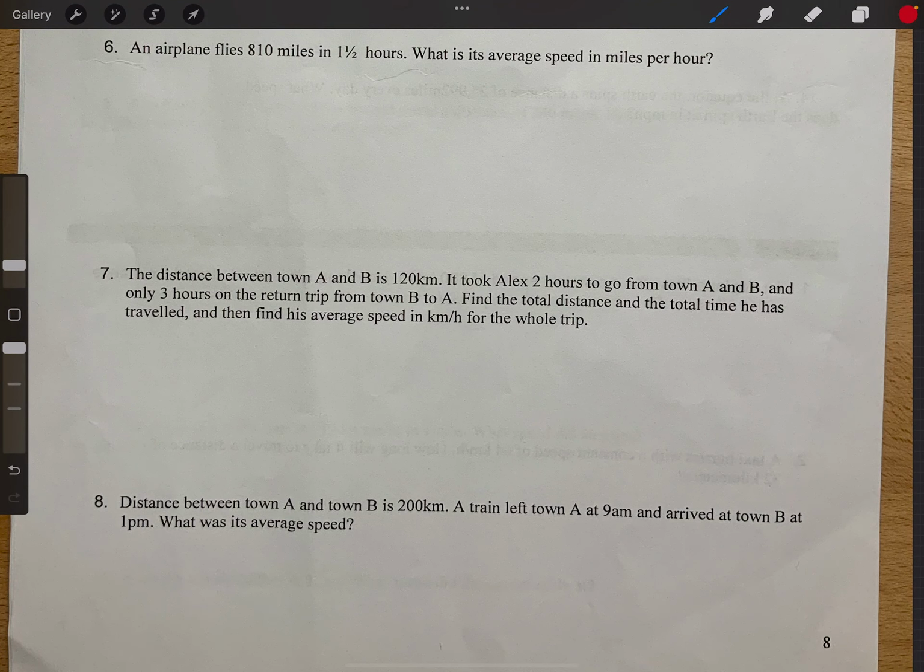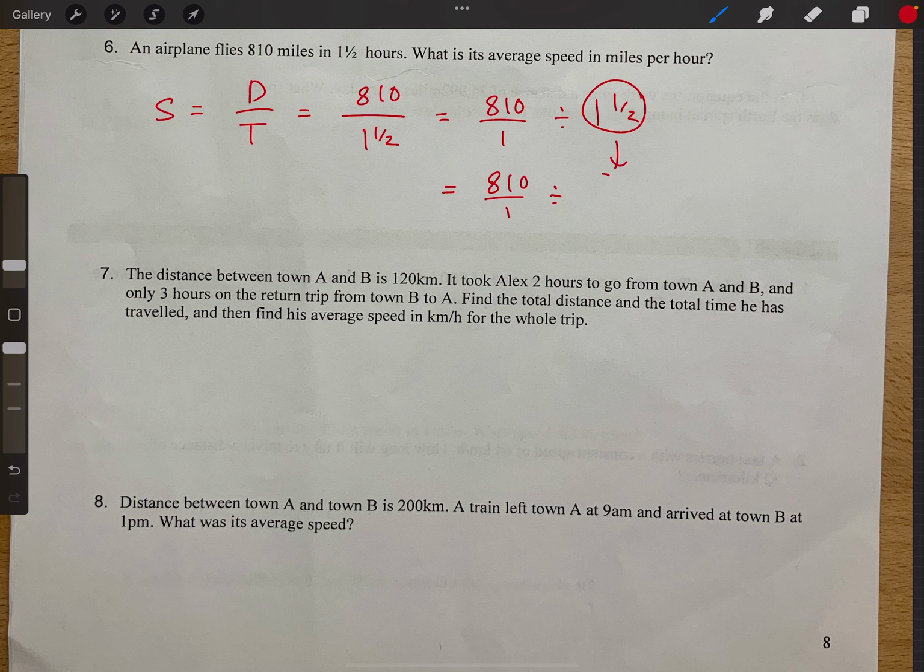Question 6. An airplane flies 810 miles in 1.5 hours. What is its average speed in miles per hour? So speed again is distance divided by time. So that's 810 divided by 1.5. Now if you can't do this, then just do 810 over 1 divided by 1.5. Let's rewrite that as 810 over 1 divided by, change this into an improper fraction, 3/2. That's the same as 810 over 1 times 2/3.